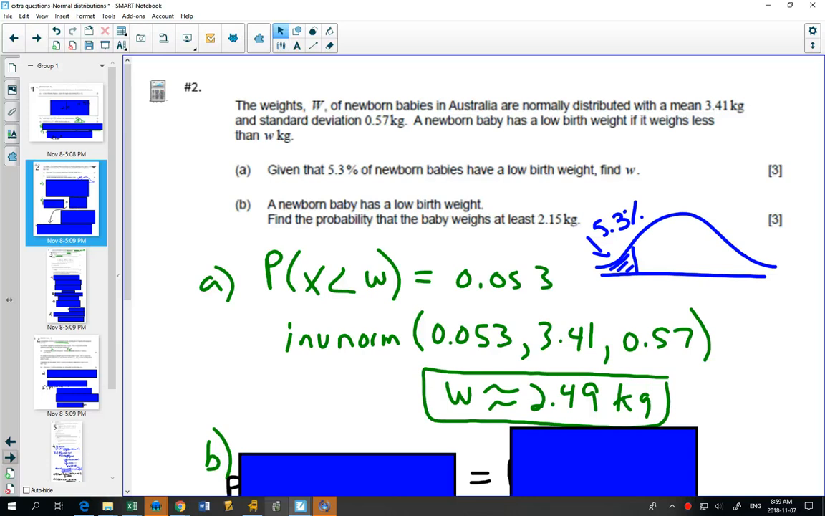A newborn baby has a low birth weight. Find the probability that the baby weighs at least 2.15 kilograms. Okay. What kind of question is this? I mean, we're in normal distributions, but it's a conditional probability question. So we're starting, in the examples that we're doing here, to say what happens even if we try to connect separated things in this unit?